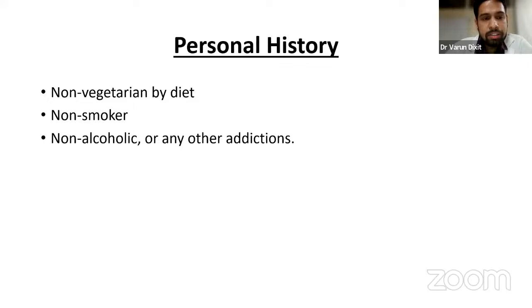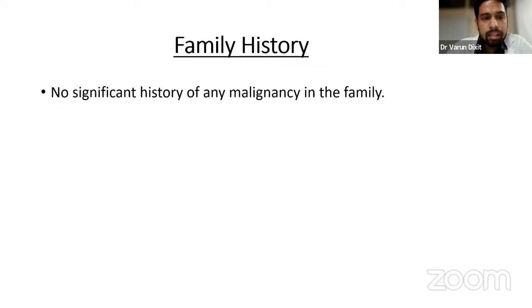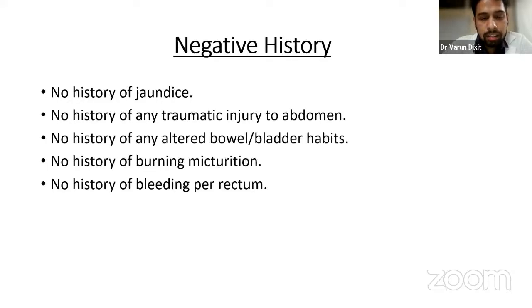Personal history: patient was a non-vegetarian by diet, non-smoker, non-alcoholic, with no history of any other addictions. There was no significant history of malignancy in the family. Negative history: there was no history of any jaundice, any traumatic injury to the abdomen, any altered bowels, burning micturition, or any bleeding per rectum.